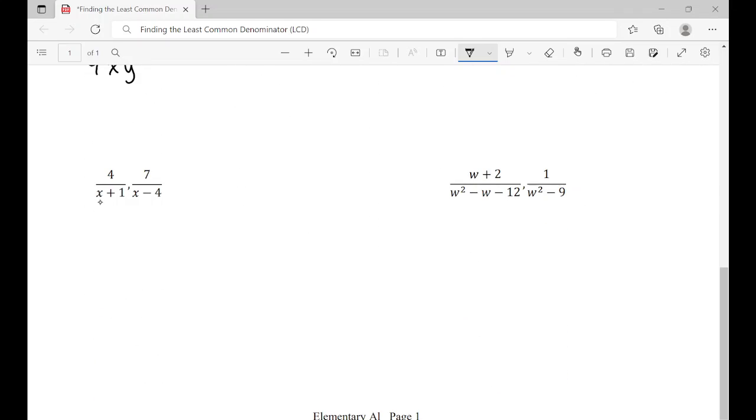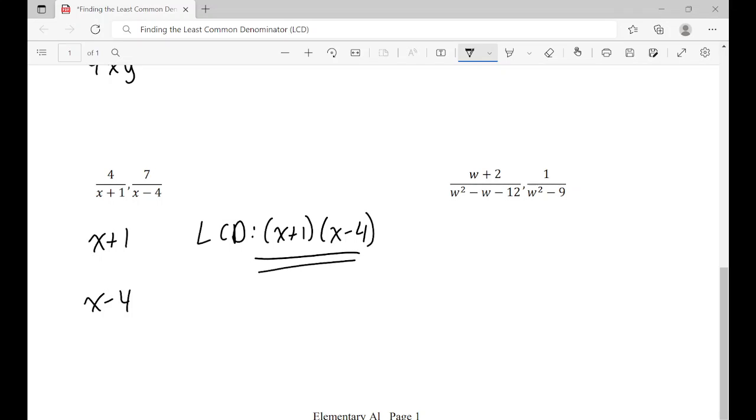Down here we have x plus 1 and x minus 4. Now there's really no way you can factor this down. x plus 1 is just itself, and x minus 4 is just itself. So when you try to find the LCD, you just need one of each. So it's going to be (x plus 1)(x minus 4), and that is the LCD between these two fractions.